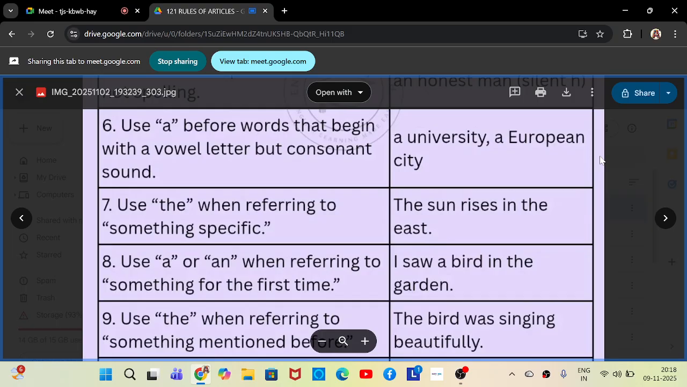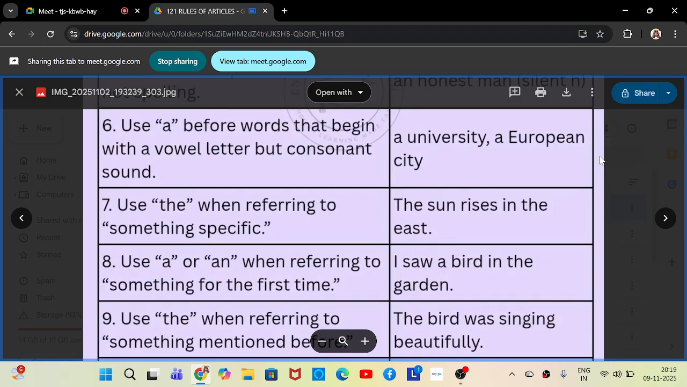Vowels. But still we are using a university, a European city. What could be the reason for that? E is silent? No, here there is no silence. Here we are looking at the sound you are using. University. So here you are not saying "an university"; you are calling it "yuniversity".